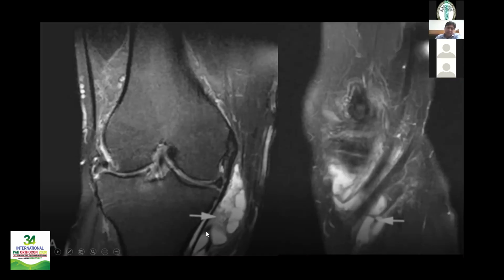This is the medial collateral ligament, and alongside this is the pes anserinus bursa. And again, you can see some T2 multiseptated cystic structures in relation to it. And this was a case of pes anserinus bursitis.